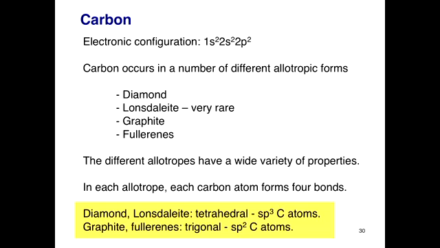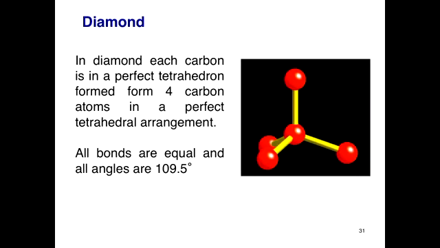Now, diamond and Lonsdaleite both involve tetrahedral carbon atoms, sp3 hybridised. The graphite and the fullerenes involve trigonal carbon atoms. Let's look at diamond in this case. We've got a carbon atom with 4 equivalent carbon-carbon bonds, and the angle here is the perfect tetrahedral angle, about 109.5 degrees. Now, if I just take tetrahedra and start sticking them together without thinking, will I get diamond? Will diamond be the inevitable consequence of packing them together like that?